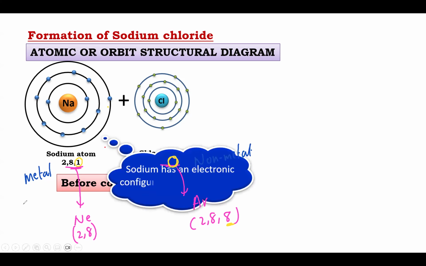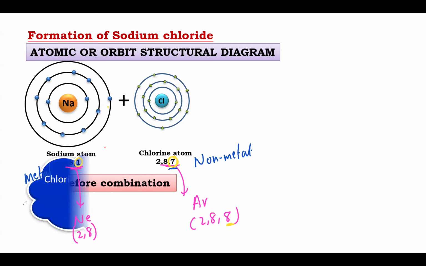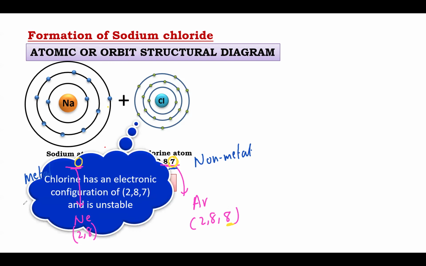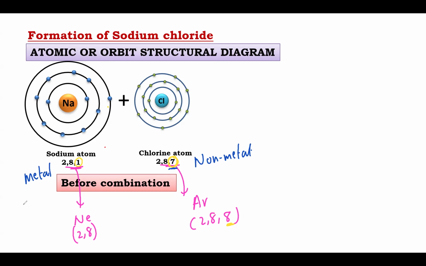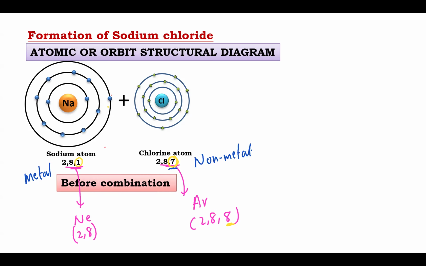Now what will it do, look here, beta. Who is the nearest noble gas to sodium? Sodium has 281, so it is unstable. To attain stability, it will lose one electron. Chlorine, beta, is 287. It is also unstable. It will gain one electron or not? It needs one electron. So who will give this electron, beta? Sodium. So look, beta, just look at this electron. It is getting transferred.